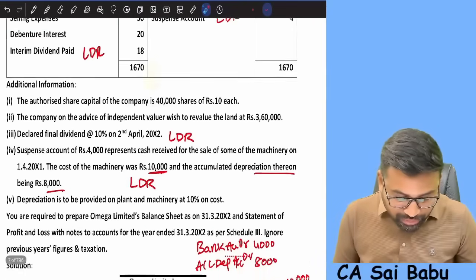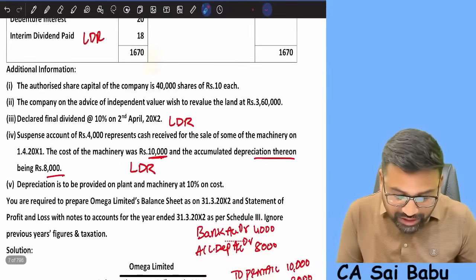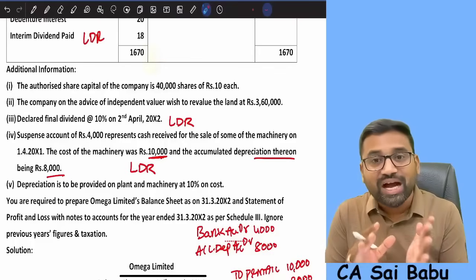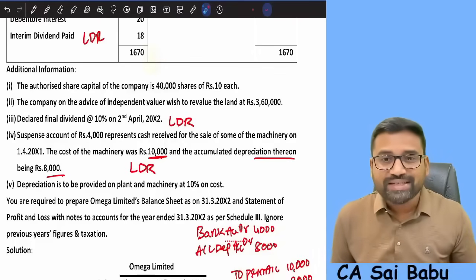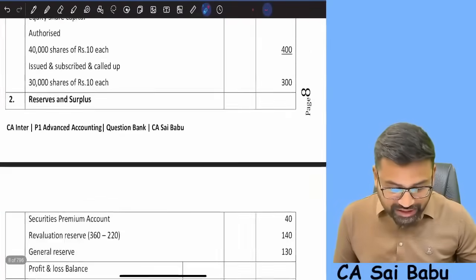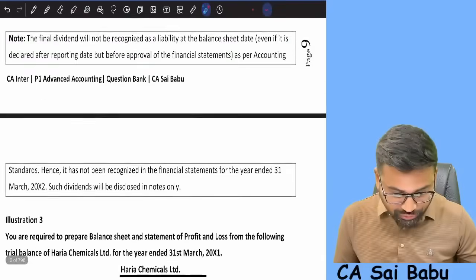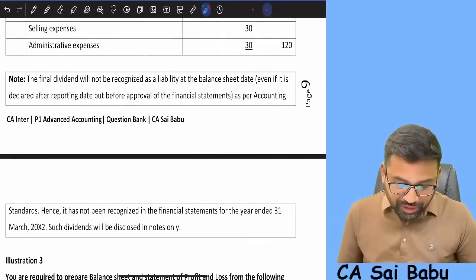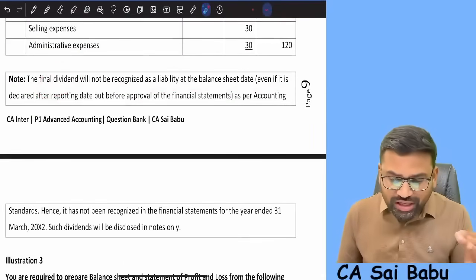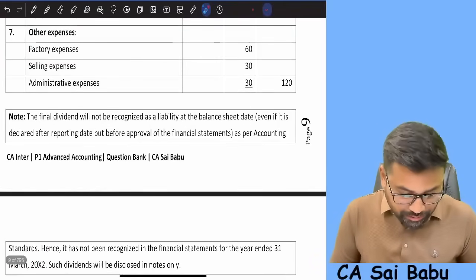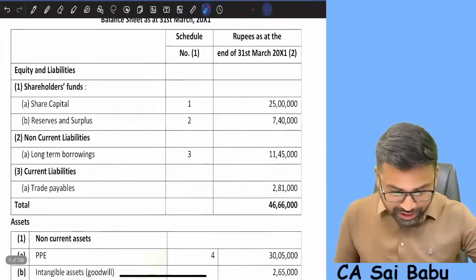And one more important point, sir, this one. Declared dividend on 2nd April. Whenever any company declares any dividend after 31st March, don't consider this as a liability, because there is no obligation on the balance sheet date. So final dividend shall not be recognized as a liability because it is not a liability as per accounting standard. So this is problem number 2, important adjustment, sir.